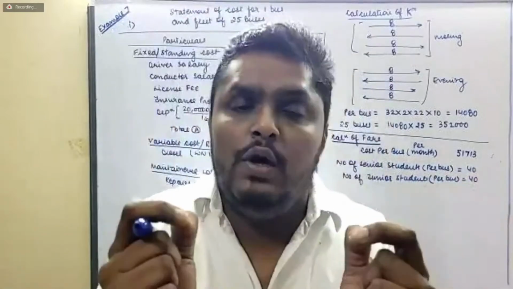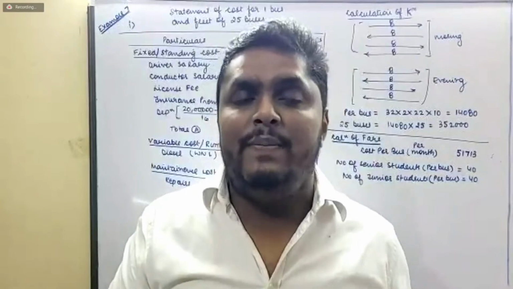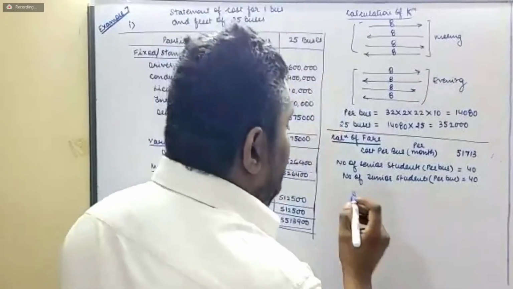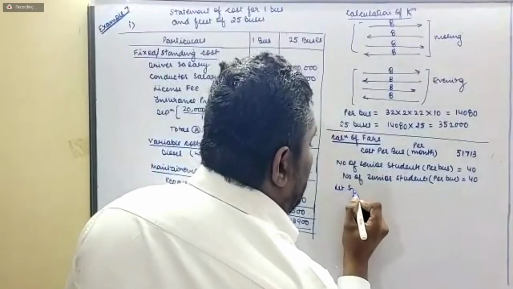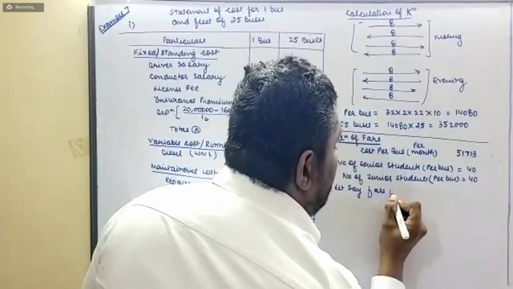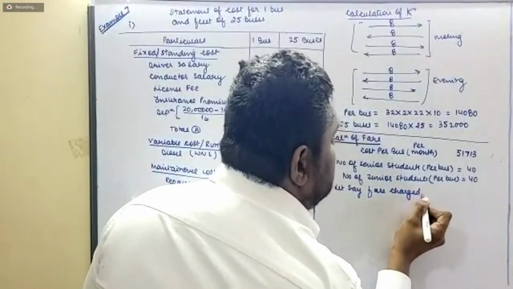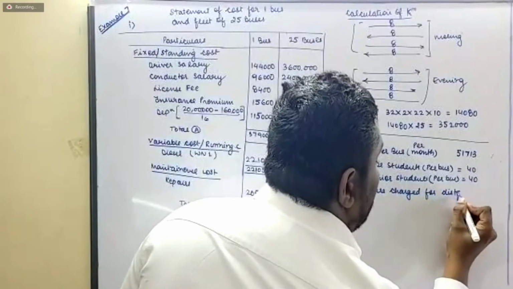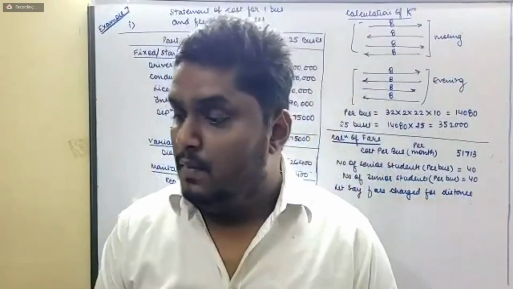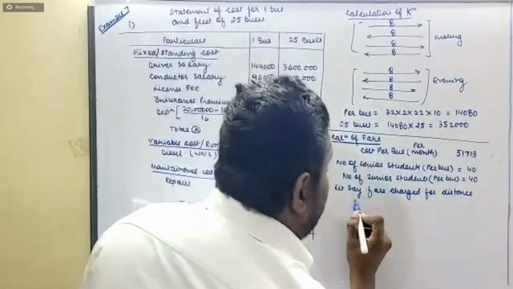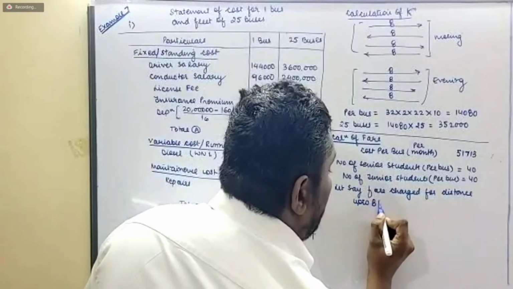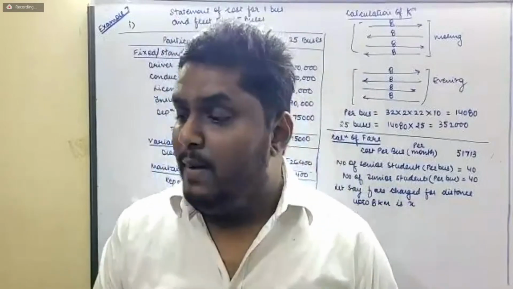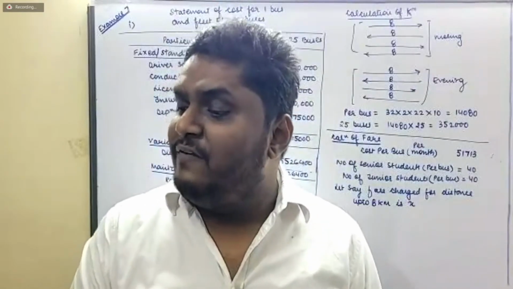So a particular bus is catering only 80 students. I repeat again, a bus is catering only 80 students. Now, let's say the fare charged for distance up to 8 kilometers is X. The number of students traveling are 55% of the full.